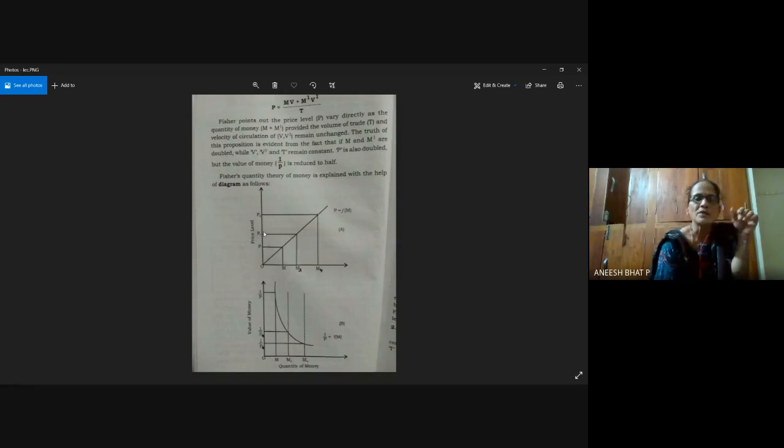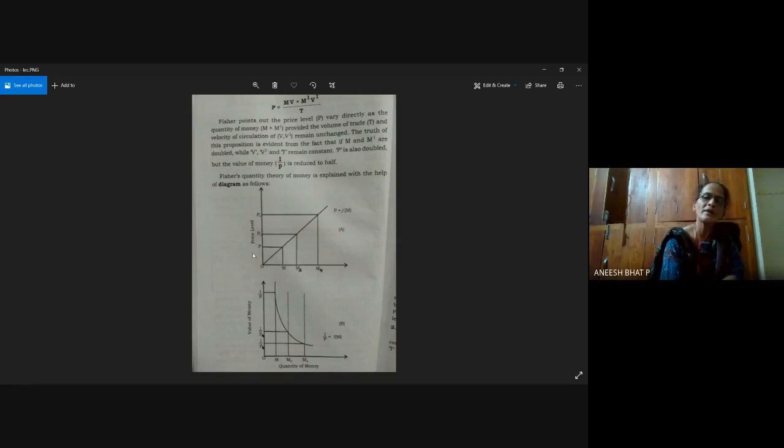Now, let us imagine there is a further increase in supply of money from OM to OM4. You can observe supply of money in an economy increased from OM2 to OM4. What happens to the price level? Price level also increased from OP2 to OP4. So what does it show? It simply means when supply of money increases, price level also increases. When supply of money doubles, price level also doubles. So it shows the relationship between supply of money as well as price level.